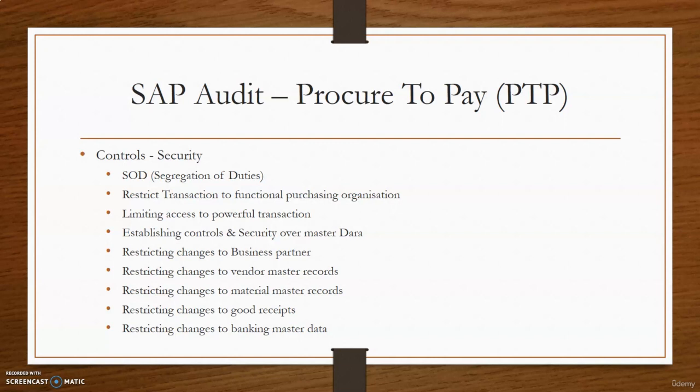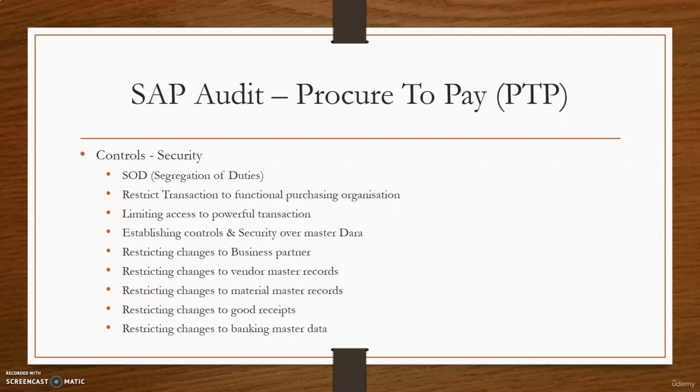So how can we do that? There are certain authorization objects for that. One is M_MATE_BUK, which restricts the modification to material master data by company code. Next is M_MATE_WRK, which restricts modification to material master data by plant. Next is M_MATE_MAR, which restricts the ability to change the material master data by material type.